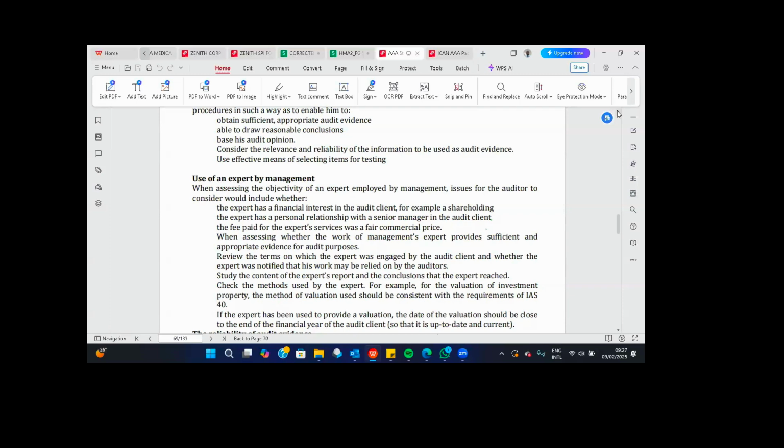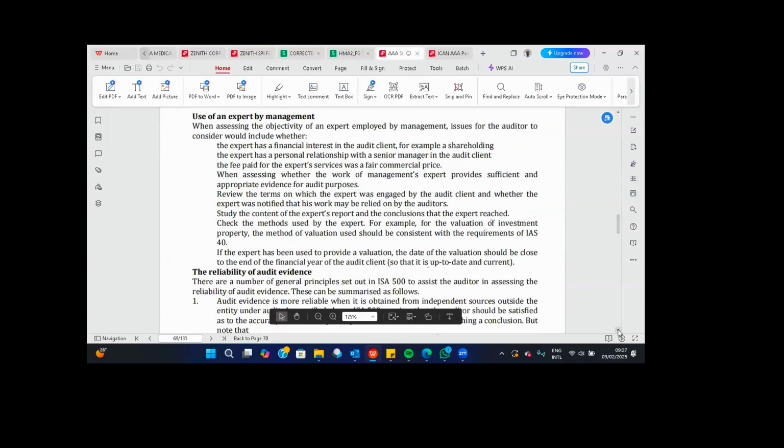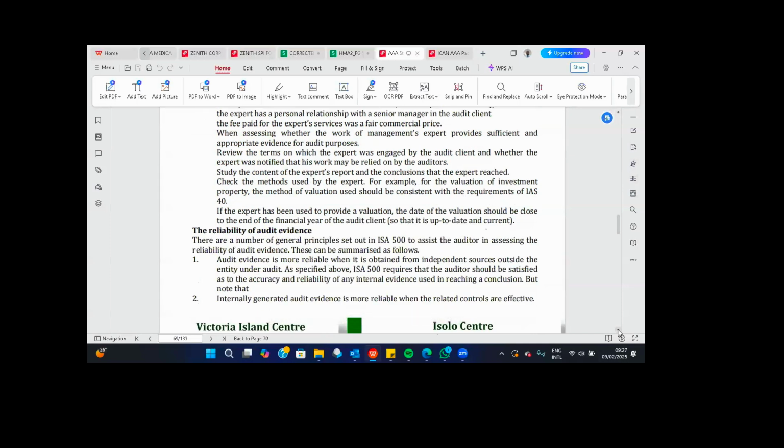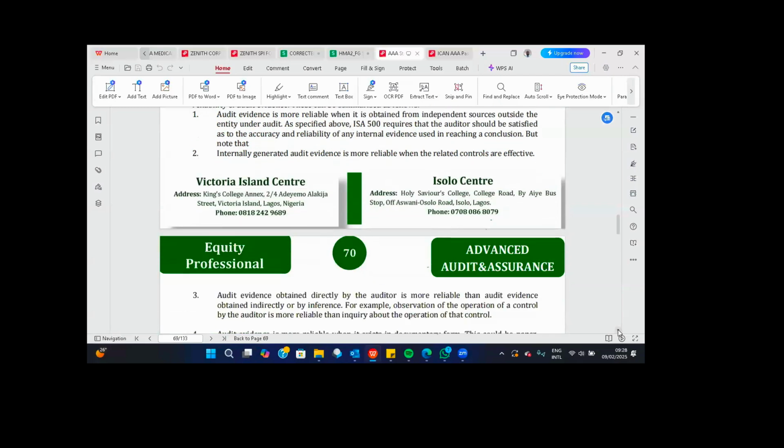Then the auditor will also need to look at the report of the expert, whether the report is far-reaching and a conclusion was agreed. All right. Then the auditor will need to check the method used by the expert. For instance, if he's talking about valuation of investment property, the method of valuation used should be consistent with the requirement of IAS 40. Then also, if the expert has been used to provide valuation, the date of valuation should be close to the end of the financial year of the audit client, so that it will be current. Right? I hope we are clear with that.